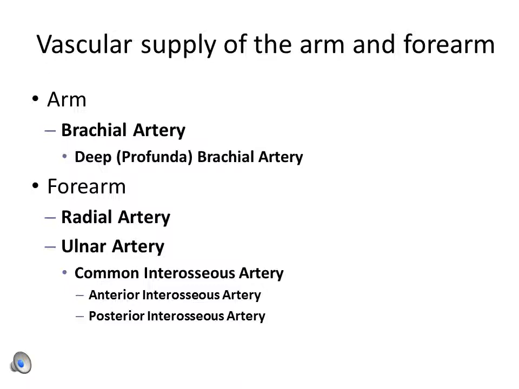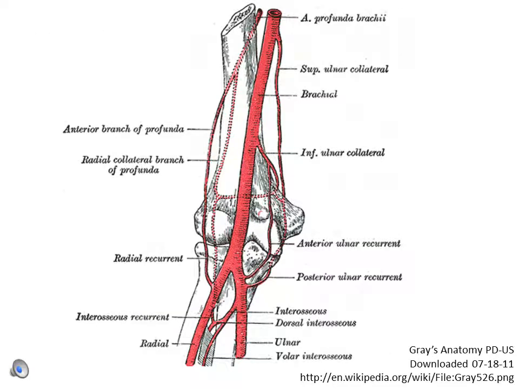Plate 420 in Netter edition 6 has a good graphic of the vasculature of the arm and forearm. Take this opportunity to pause the lecture to study the vasculature of the arm and forearm in the next two slides from Gray's Anatomy, and then also in your Netter.